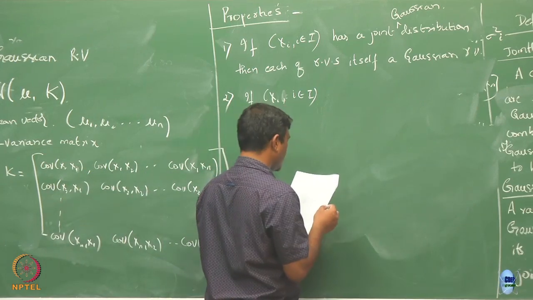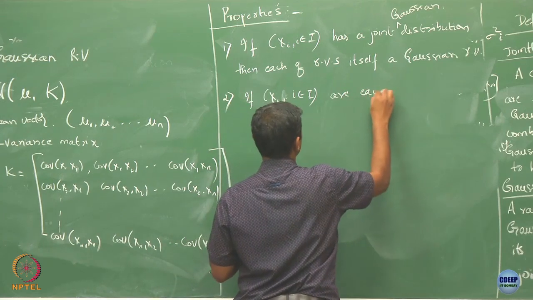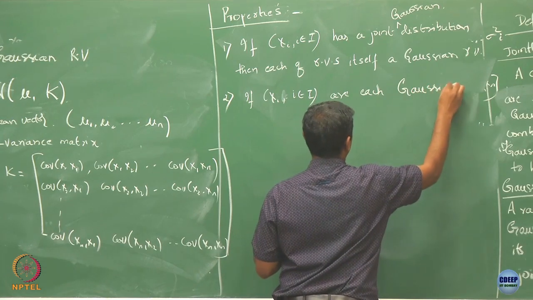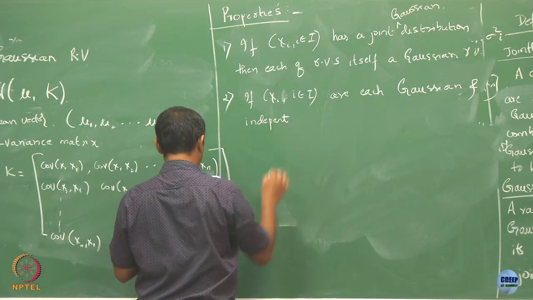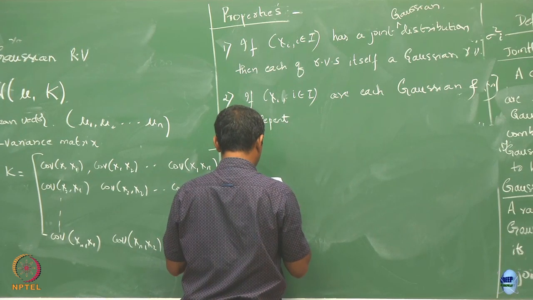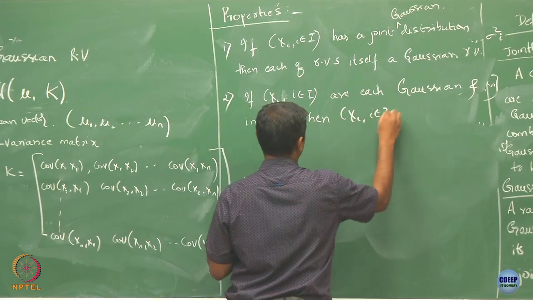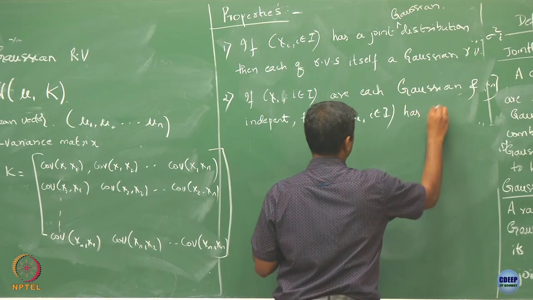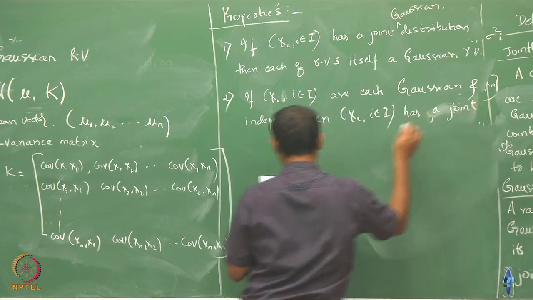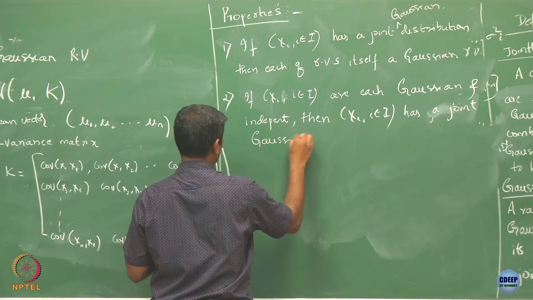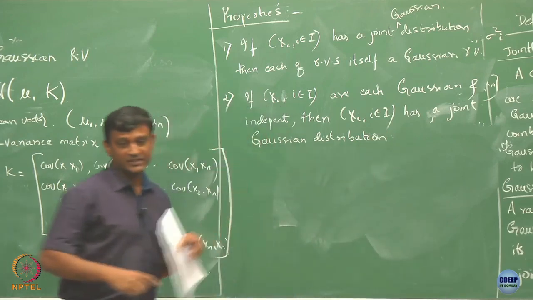So suppose these Xi's are each Gaussian and independent. Then Xi has a joint Gaussian distribution. This we have already shown, right?